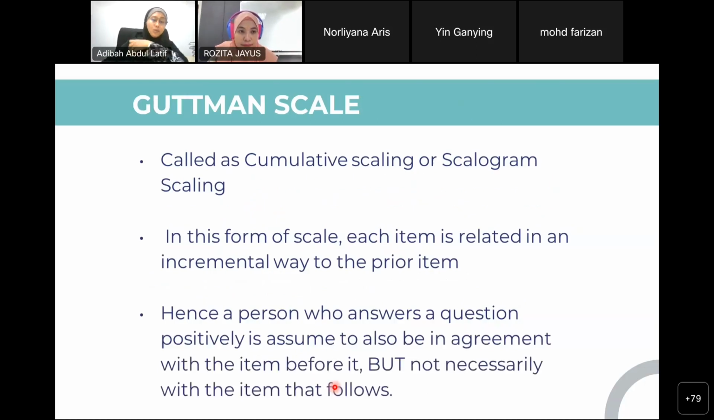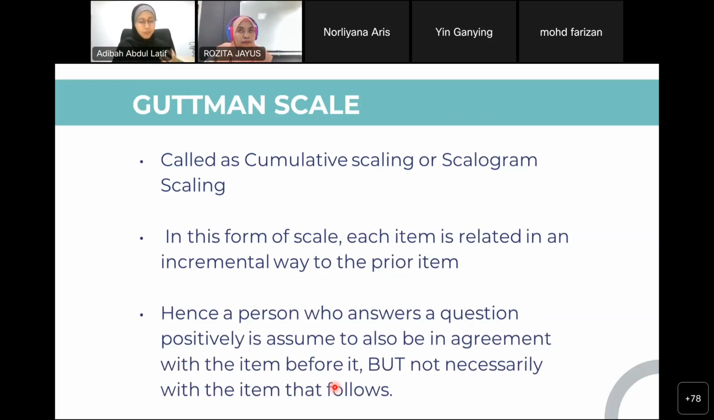So the Guttman scale is quite rarely used in research. However, for those who are using an achievement test, sometimes you will use this. The Guttman scale is also called the scalogram. I will show you if we have time after this. In this scale, normally it will be done using software. Even Excel can help you.